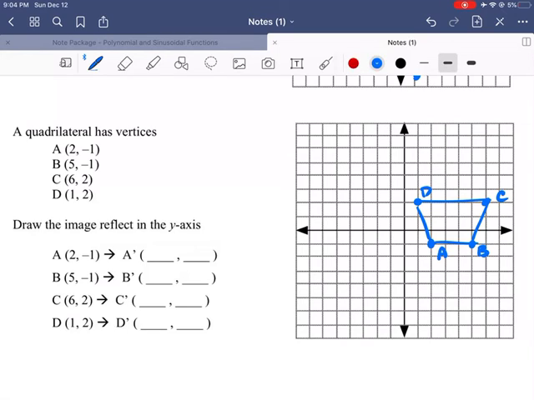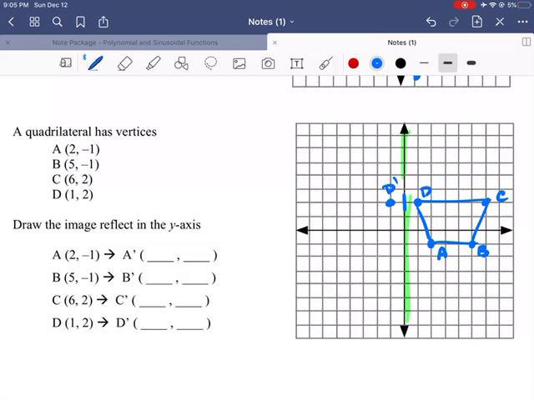All right, that's job 1. The next one is draw the image reflected in the y-axis. So we're flipping it this way. And if you recall the y-axis, if you're flipping it in the y-axis, your height isn't changing, so your y coordinates are all actually going to stay the same, but your x coordinates are going to change. So let's start with D. That's probably the easiest one. I think it's closest to the y-axis. It's 1 away. So we just go 1 to the left of the y-axis and call that D prime.